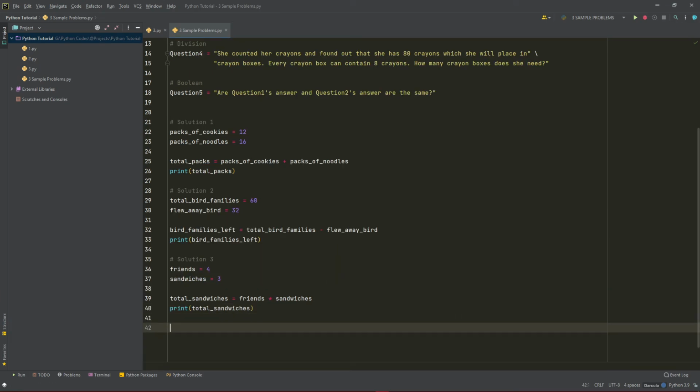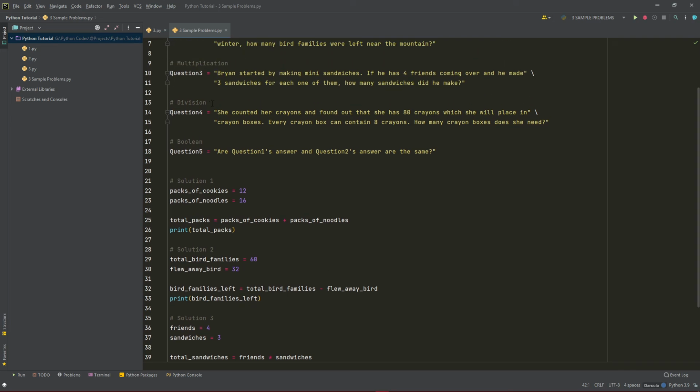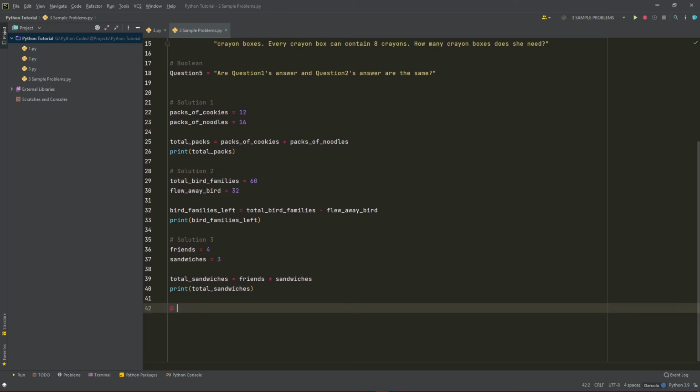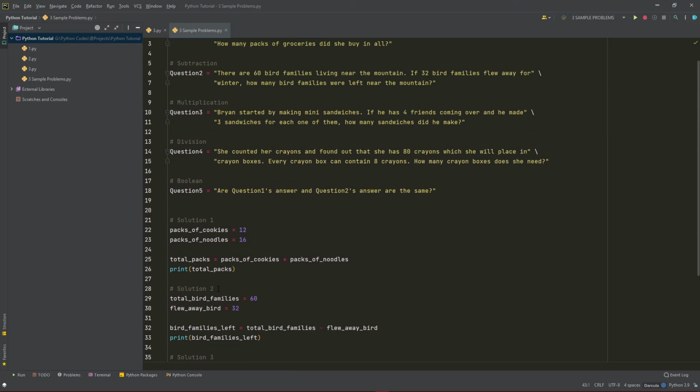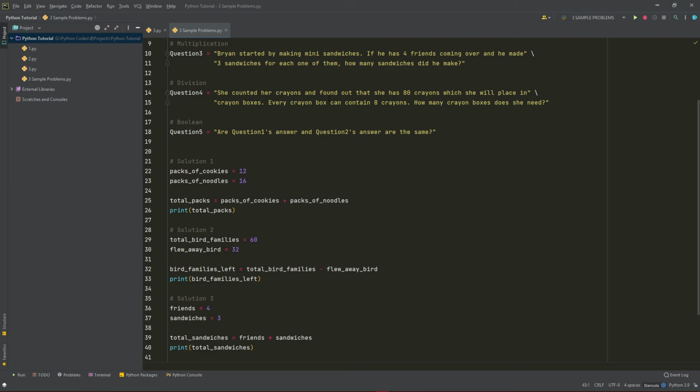All right, and last, in the arithmetic operator, we have division. So, we basically have solution 4. She counted her crayons and found out that she has 80 crayons, which she will place in crayon boxes. Every crayon box can contain 8 crayons. How many crayon boxes does she need?